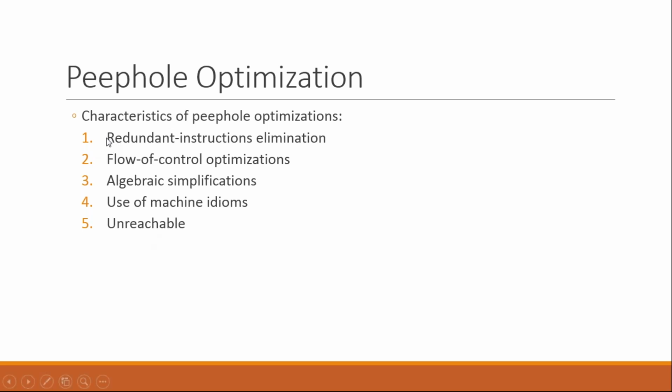If we want to use redundant instruction elimination, and at that time you also want to control your flow, then you can do that type of thing in the same program, right? So instead of one technique, you can use more than one technique in the same program using peephole optimization characteristics. So let's start with redundant instruction elimination.